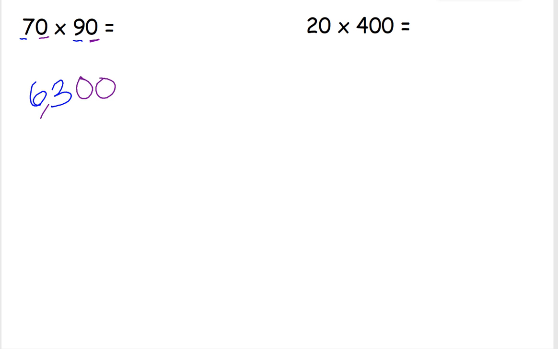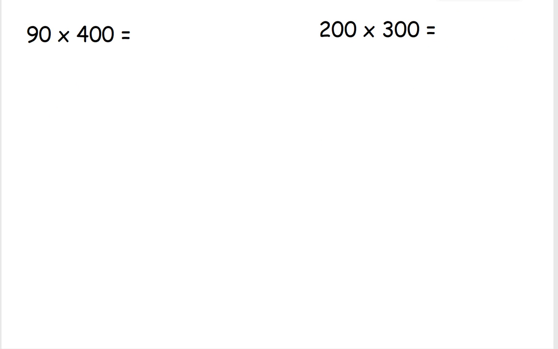So let's try 200 times 400. I would do 2 times 4, which is 8, and then I have 1, 2, 3 zeros. So I'd write down 3 zeros. So 200 times 400 is 8,000, the number 8 with 3 zeros after it. Okay, what about 90 times 400? First we're going to multiply 9 times 4, which is 36, and then add 1, 2, 3 zeros after it. So 90 times 400 is 36,000.